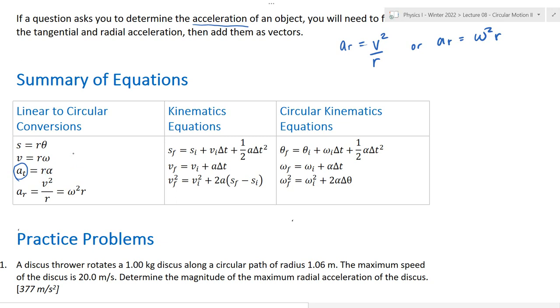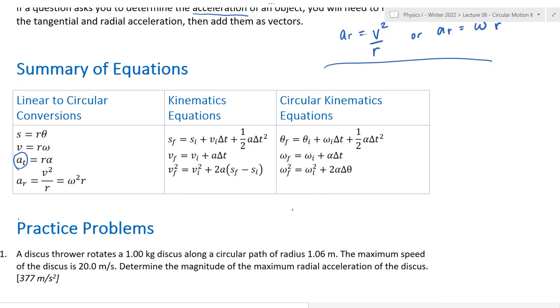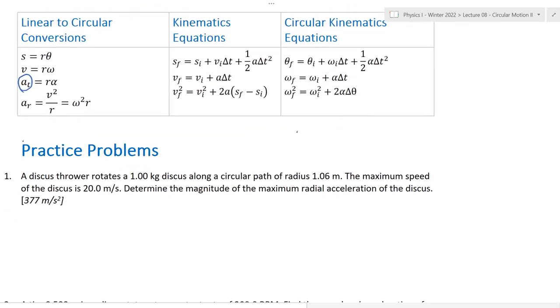And then in the last equation, we have how do you calculate A_R? So that's what we were mentioning earlier up here. The two equations are A_R equals V squared over R, or A_R equals omega squared R. Then we have the three kinematic equations that we discussed earlier on in the course, and then we have the circular version of them. All of the S's change to thetas, all of the V's change to omegas, the A's change to alphas. So we have the same equations, just written in circular form. So let's do some practice problems.